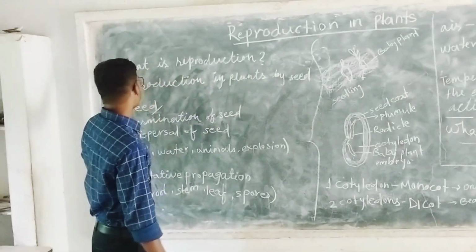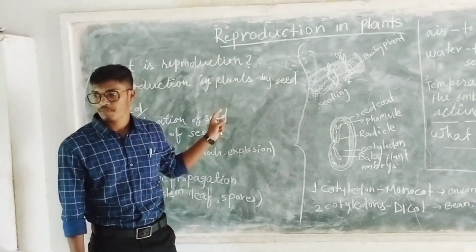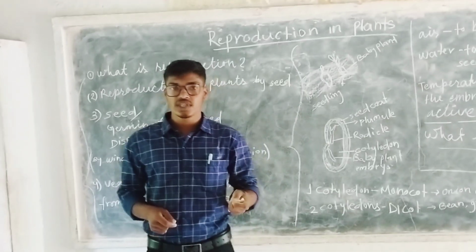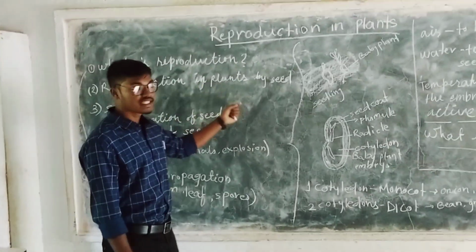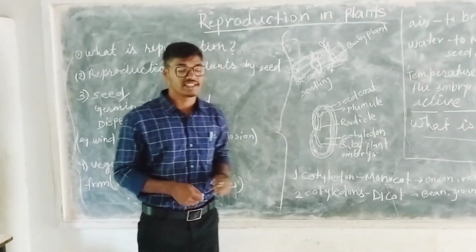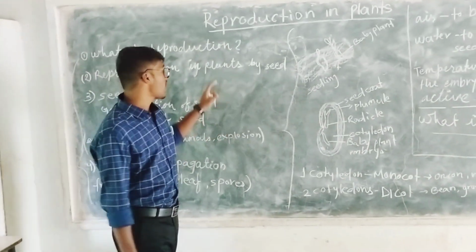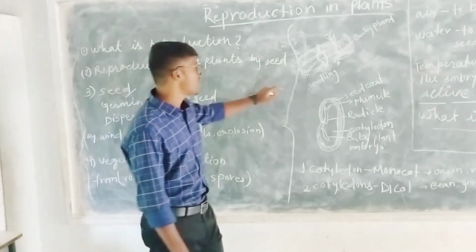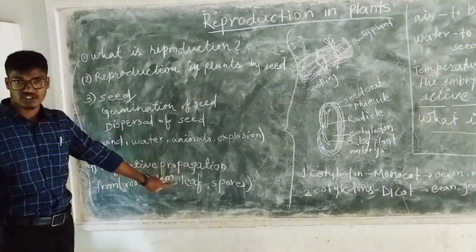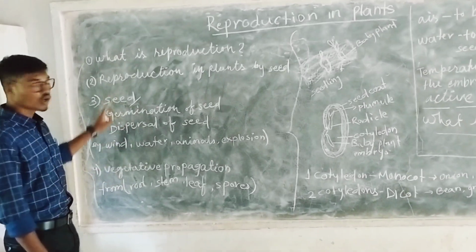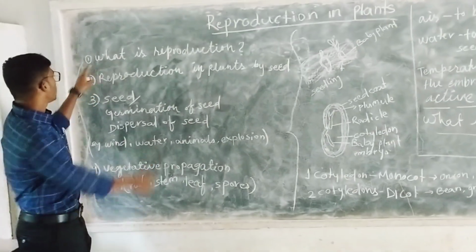Now let us discuss what is reproduction. Reproduction means the process by which all living organisms produce organisms of the same kind. It is called reproduction. Plant reproduction takes place mainly by seed and vegetative propagation. We will be learning them slowly one by one. Now we have done this.